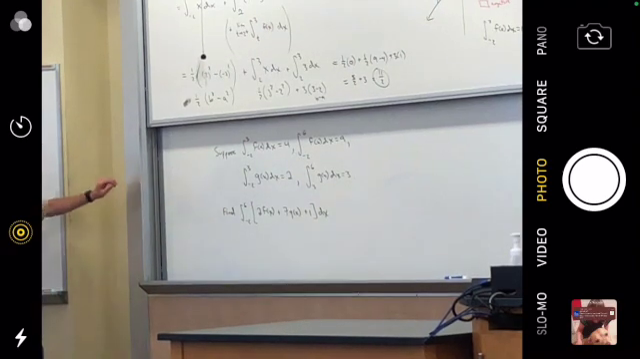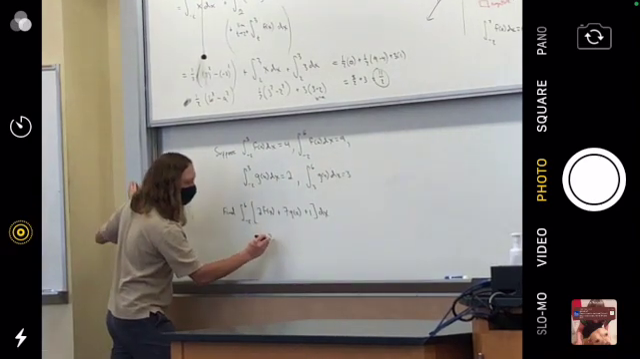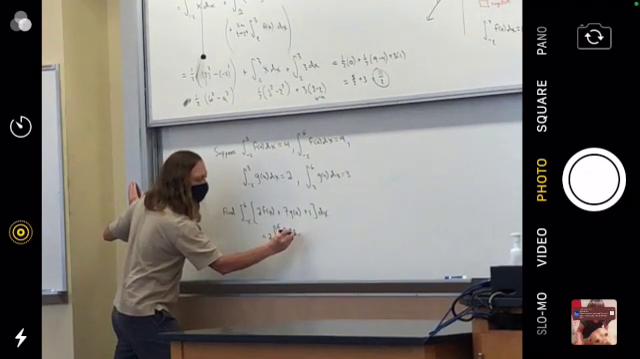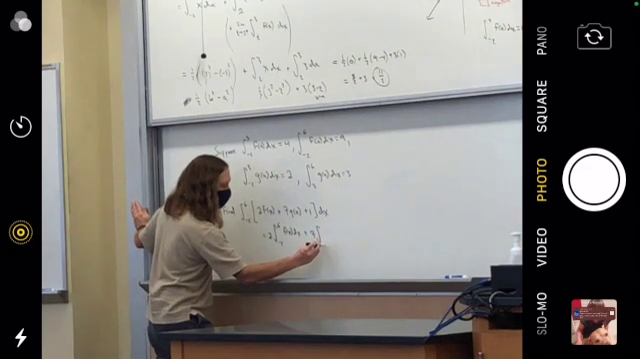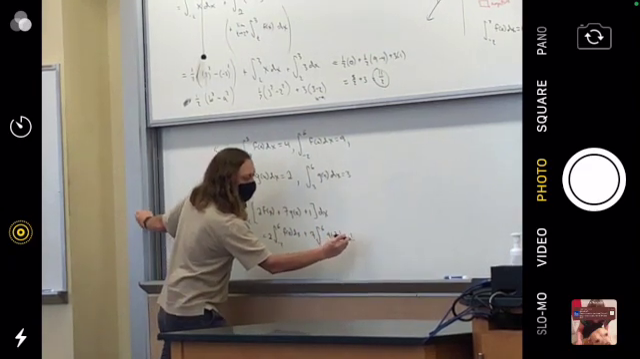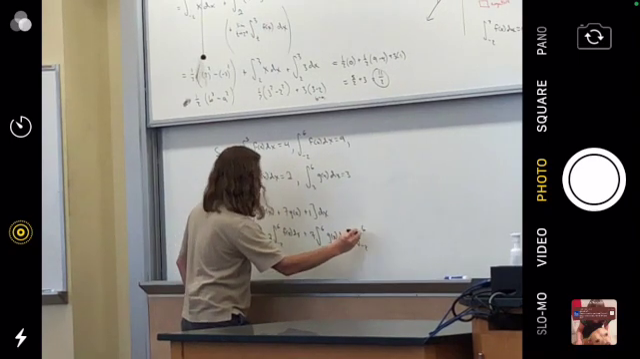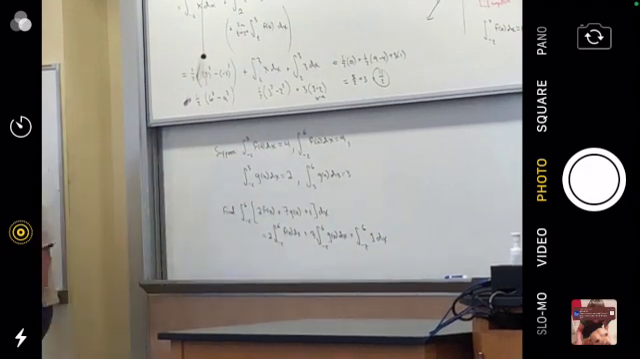Alright, so how do I set this up? What do I really need to know? So what is this going to be? This is going to be 2 times the integral of f of x plus 7 times the integral of g of x plus the integral of 1. Right?